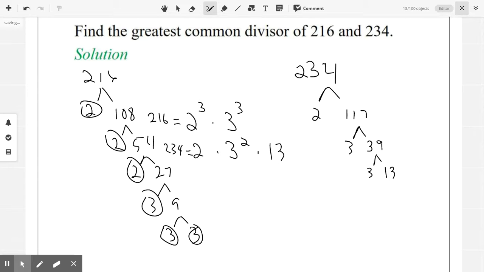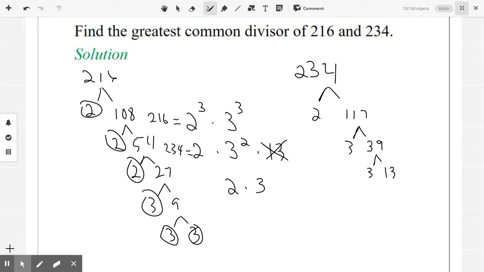Now, here's how I find the greatest common factor between these. I'll look at the base factors of each one. If I have a factor that shows up in one factorization but does not show up in the other, I cross it out. It is not a common factor between these two, right? This one doesn't have a factor of 13 in it, so it's not common. Well, what's common between them? There's a 2 that's common, and there's a 3 that's common.